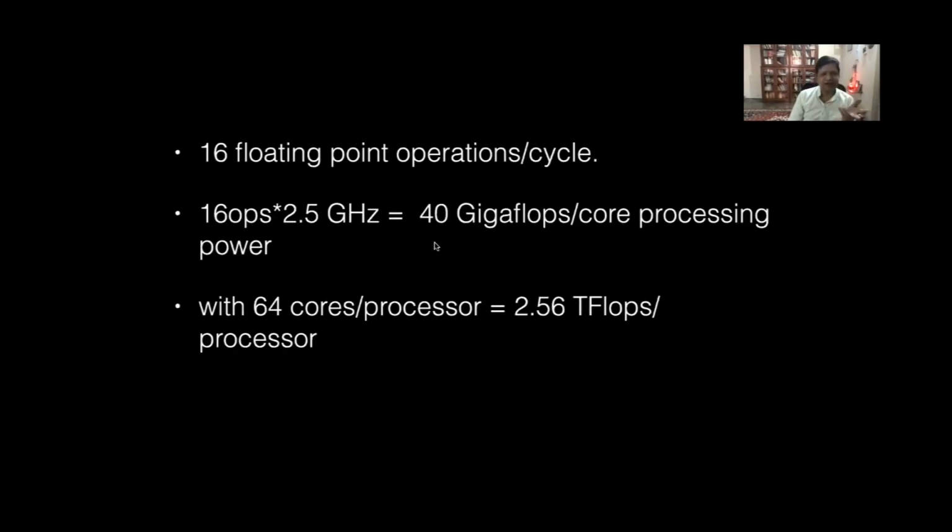Now let's look at this Rome processor, which I just described, which has 64 cores. Each core can do many operations per cycle. Now what is a cycle here? Floating means real numbers. Floating is like 2.5 multiplied by 3.5. That's called floating point.